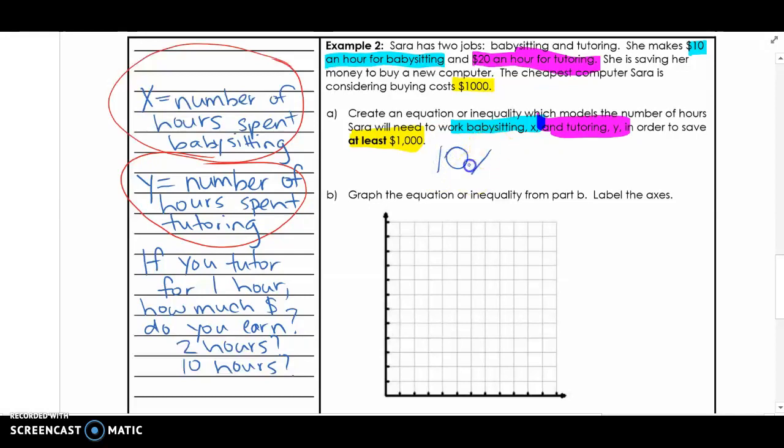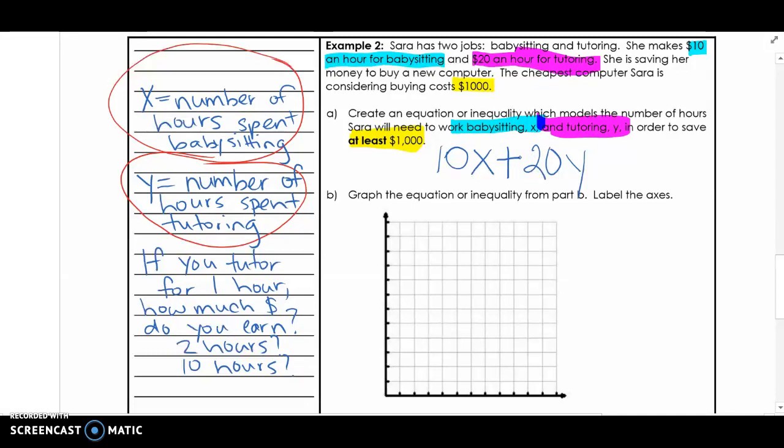So if it's $10 per hour for babysitting, and we let X represent the number of hours babysitting, and it's $20 per hour for tutoring, and we let Y represent the number of hours for tutoring, 10X represents how much money she'll make through babysitting, 20Y represents how much money she'll make through tutoring. When we add those 2 values together, we'll get the total amount of money she has saved.